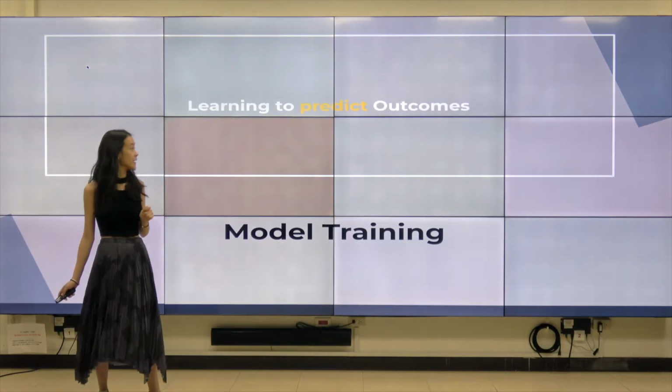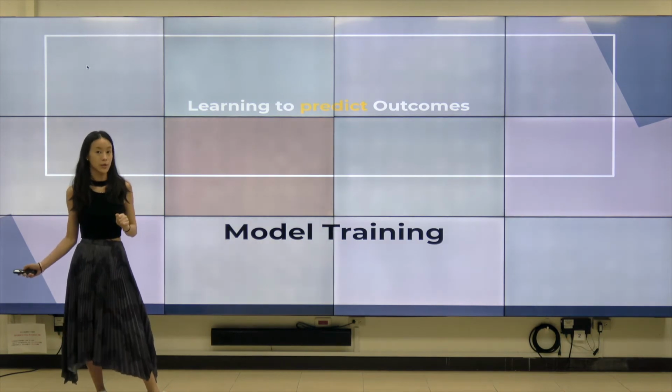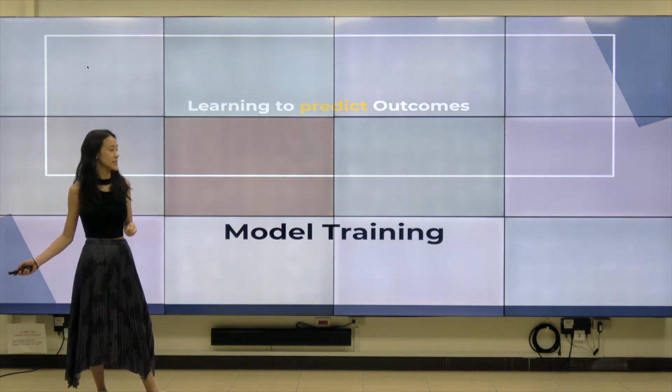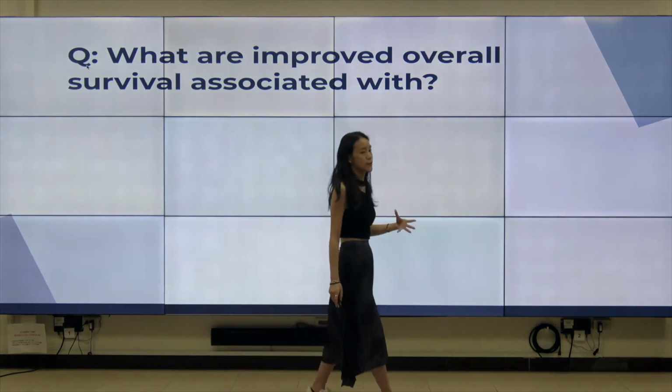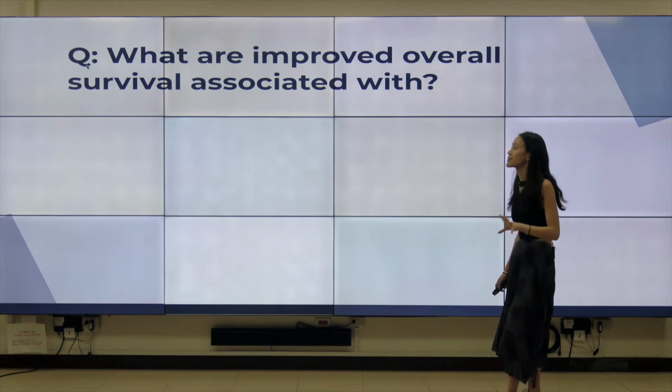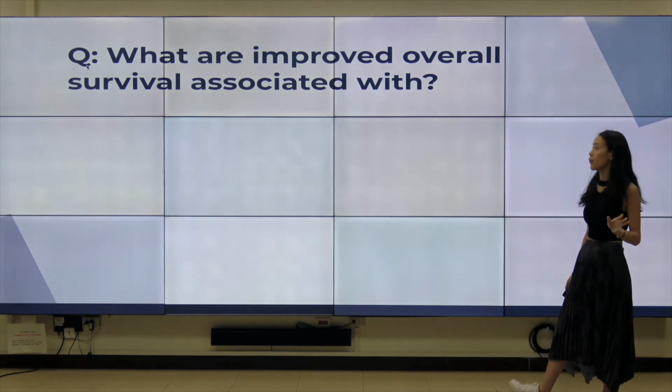So talking about the model training, so learning to predict the outcomes that we're looking for, including life expectancies. So what are some of the improved overall survivals associated with? What this question means is, what kind of aspects or factors do you think could potentially improve overall survival for patients? I'm going to give you probably 10 seconds to think about this, and then I'm going to show you or explain what.